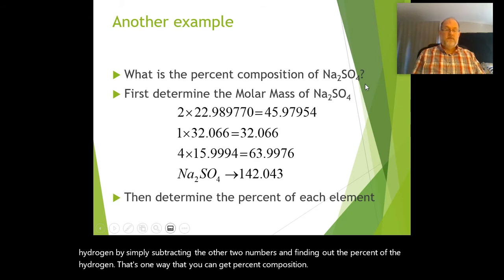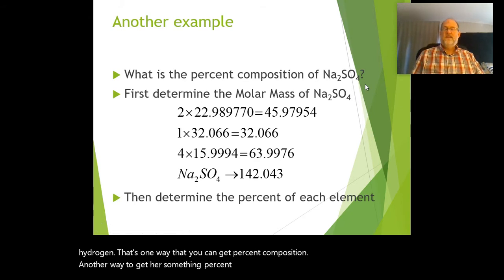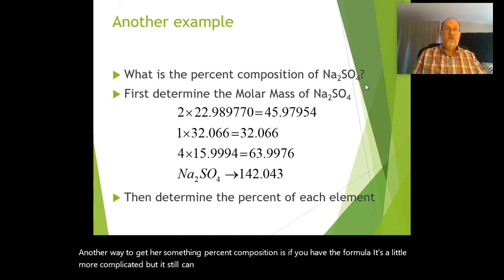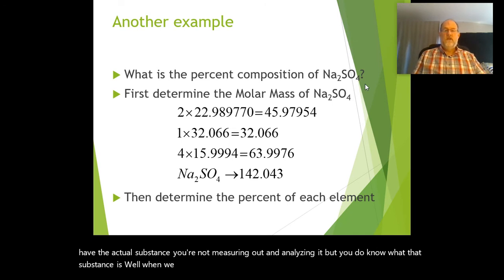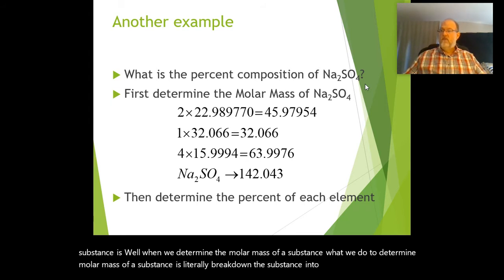Another way to get percent composition is if you have the formula. It's a little more complicated, but it still works the same. Suppose you do not actually have the actual substance. You're not measuring it out and analyzing it, but you do know what that substance is. Well, to determine the molar mass of a substance, what we do is literally break down the substance into the three or however many elements there are.